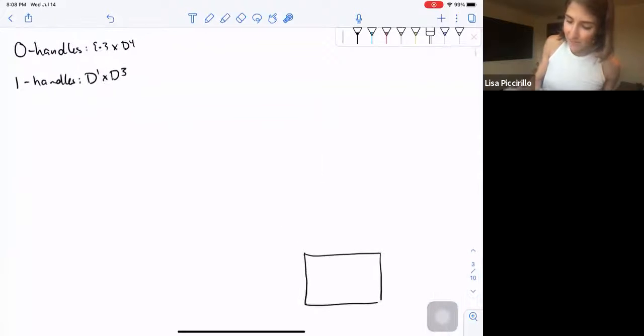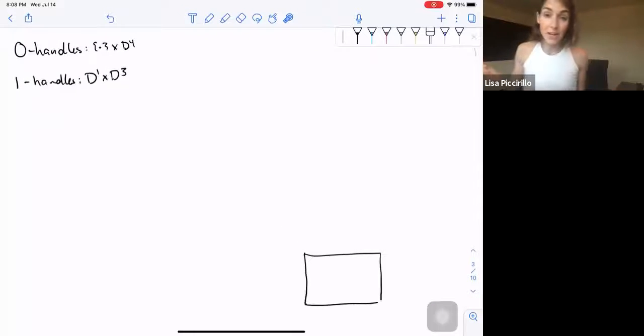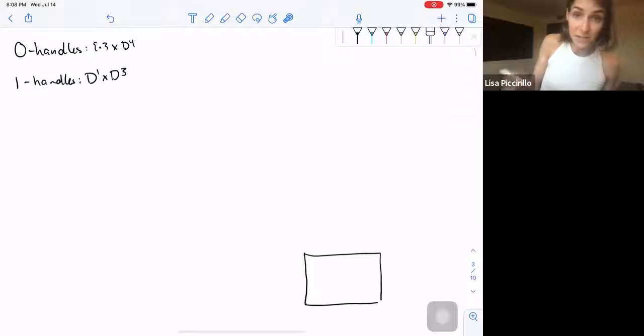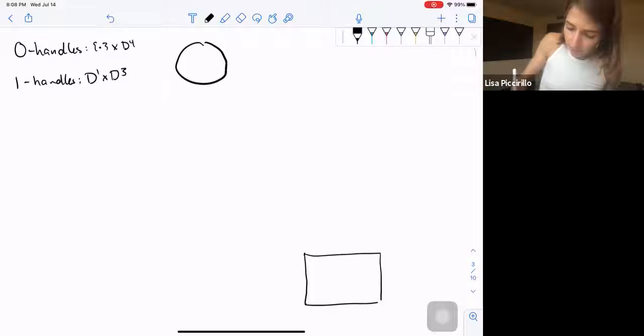Great. So I want to start off by talking about zero handles. A zero handle is just a D0, a point, cross D4. So there's almost nothing to see here, folks. A zero handle is just a B4. And maybe it's worth pointing out that its boundary is S3. And we only have to take one of them, and they come first.